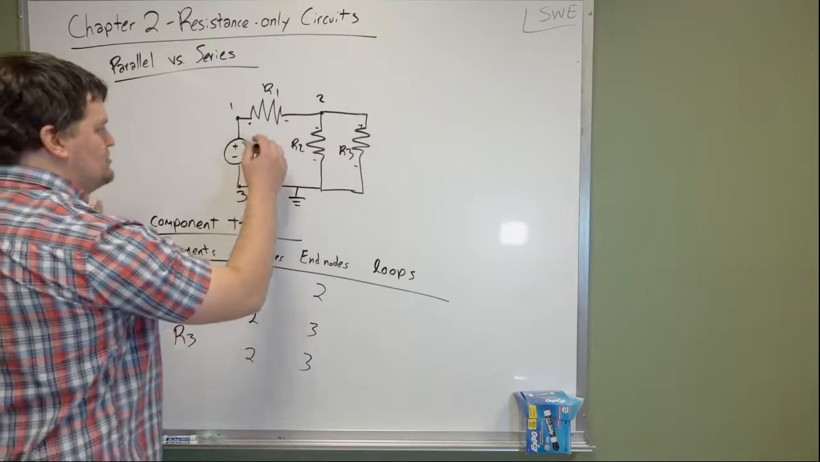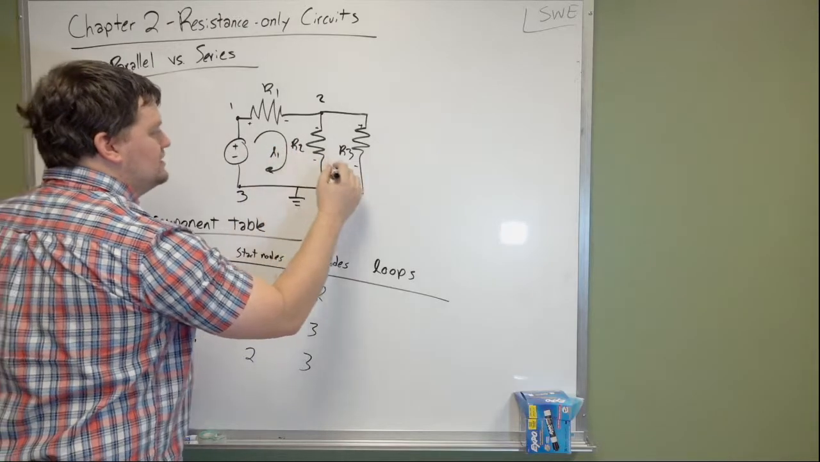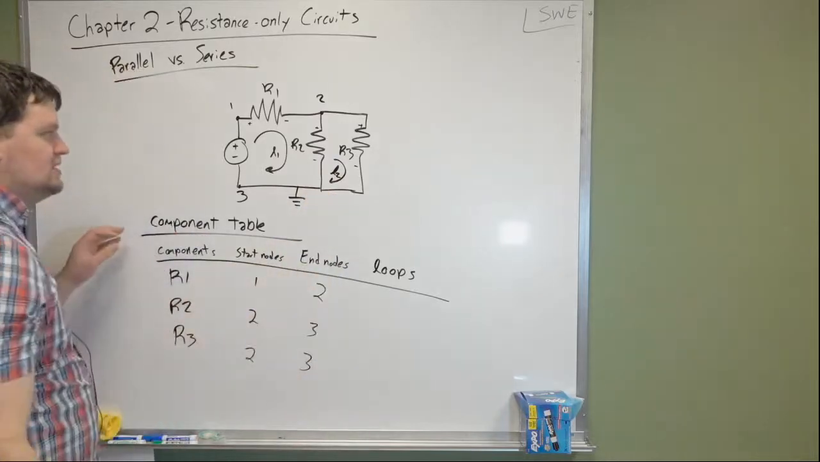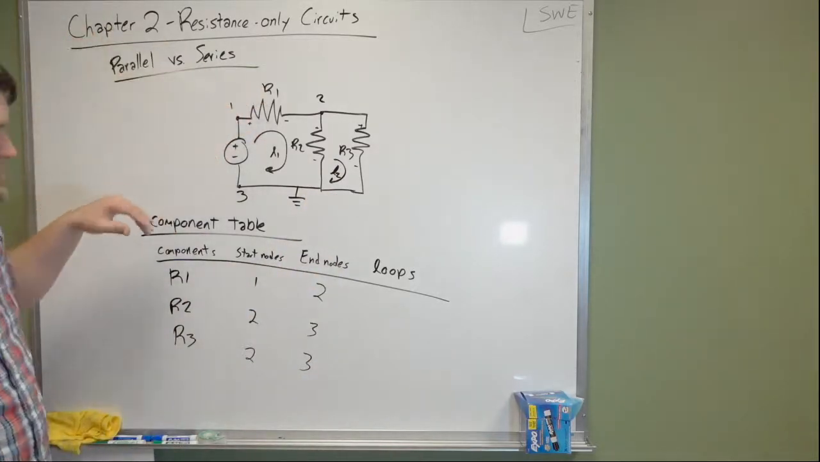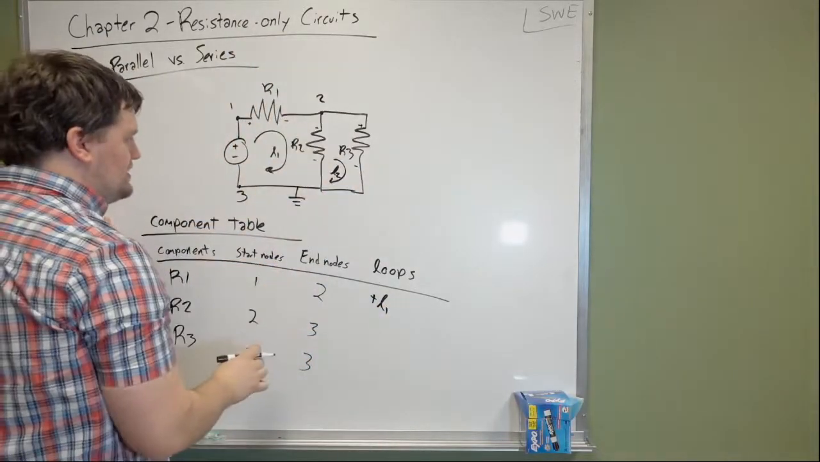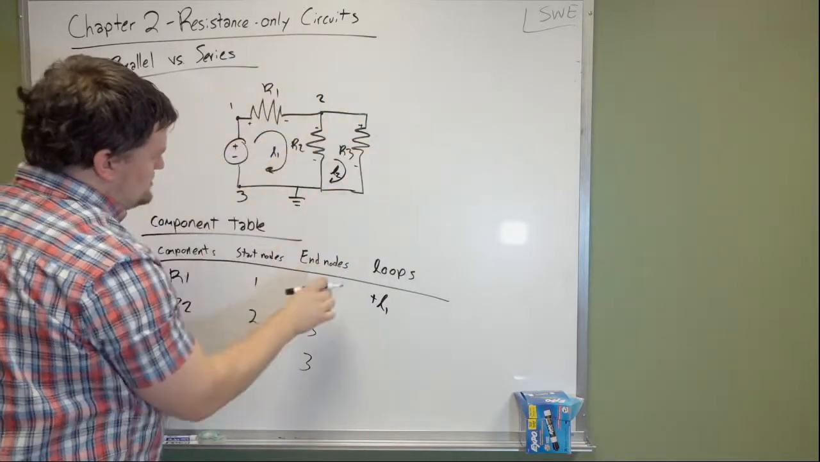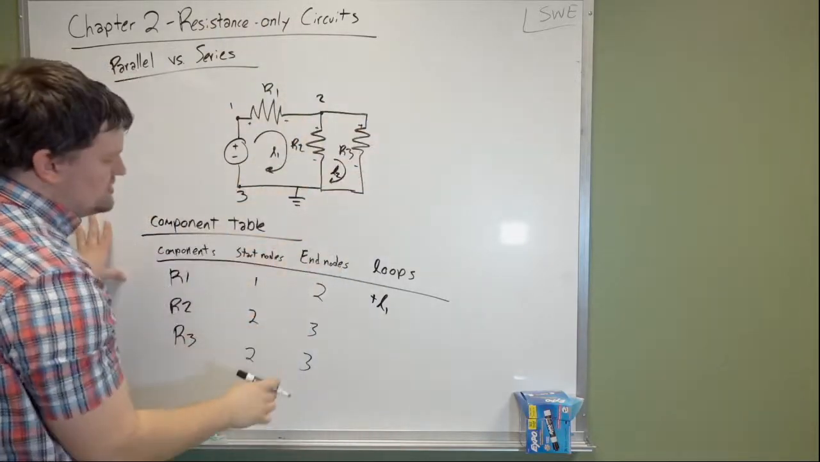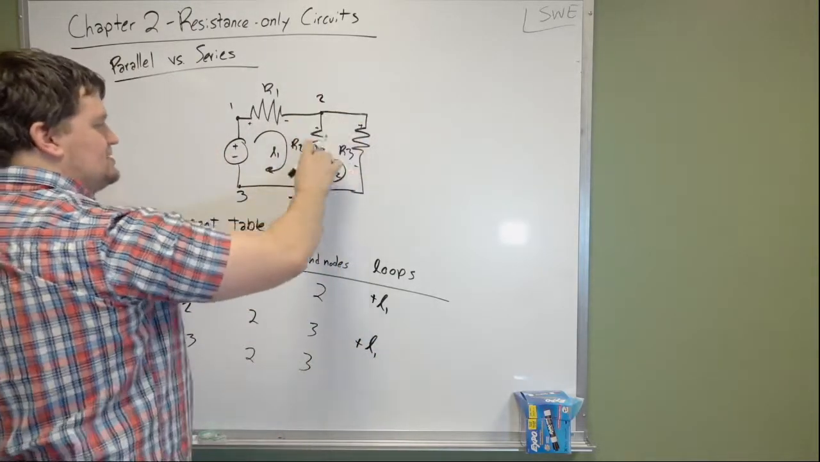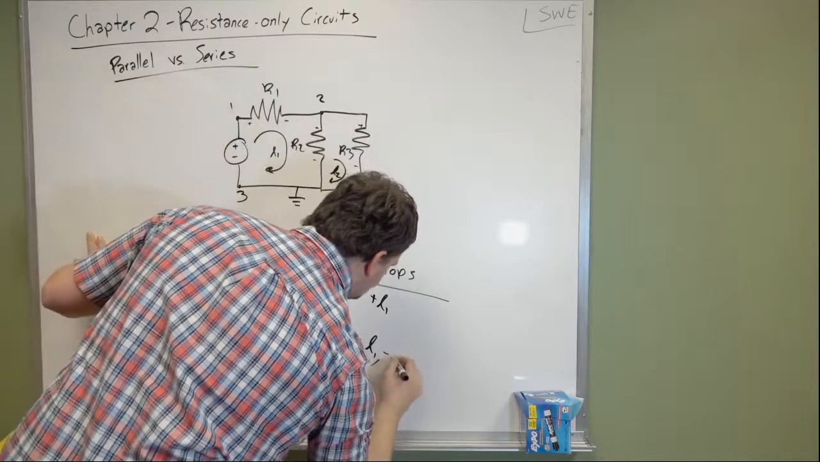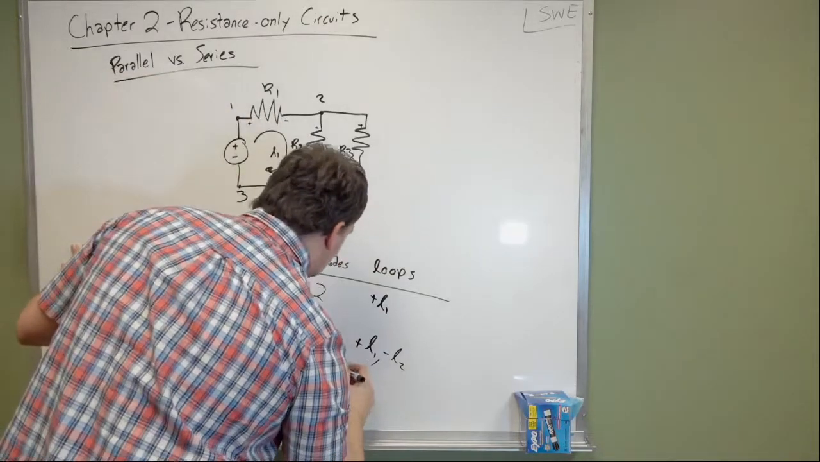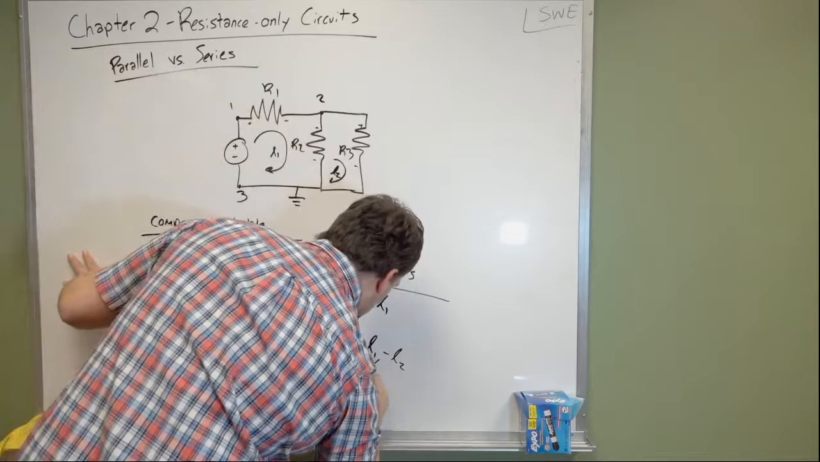Now we start talking loops. Here we'll call this loop 1, and here we'll call this loop 2. Now R1 is positive in loop 1. R2 is also positive in loop 1 because as you go clockwise around, it goes to the positive end, then the negative end. But you'll also notice that in loop 2, it's negative. And then over here, R3 is positive in loop 2.